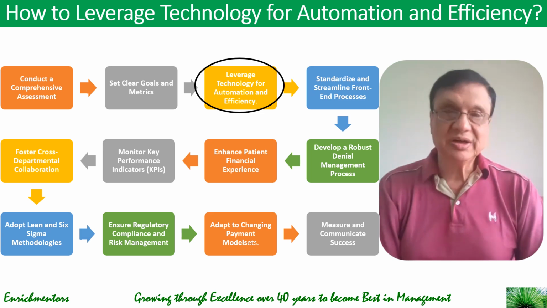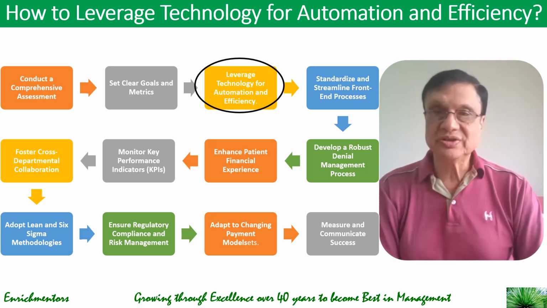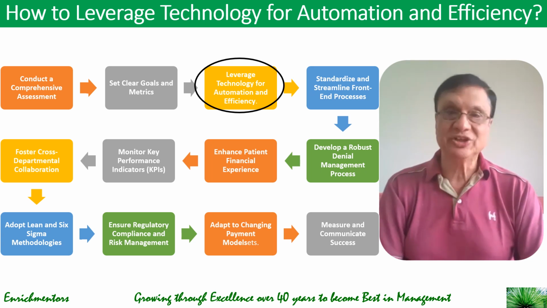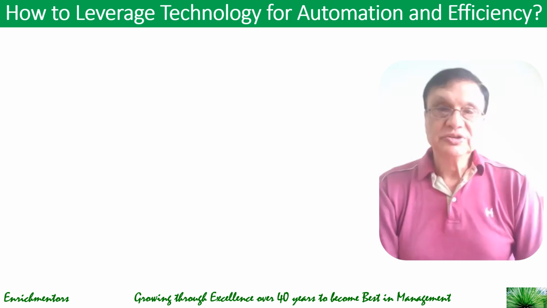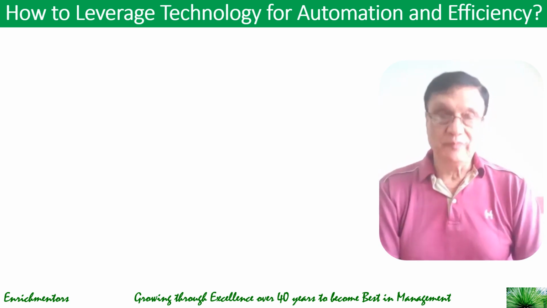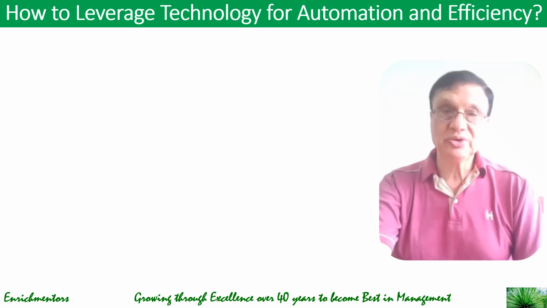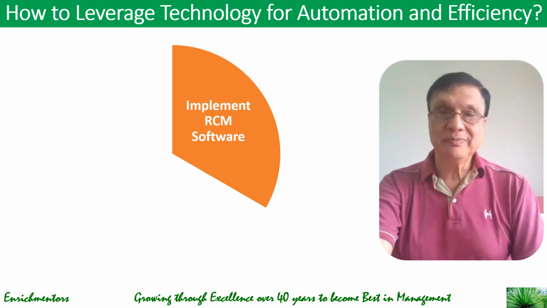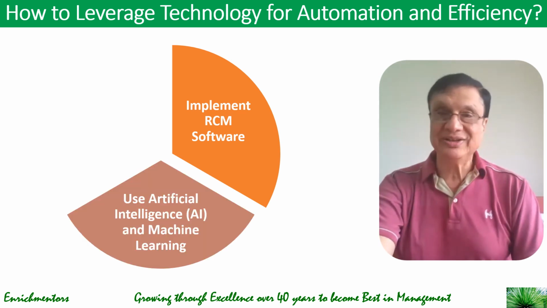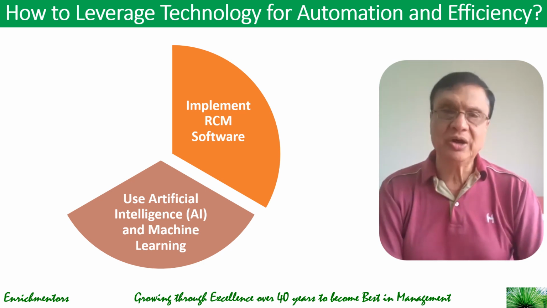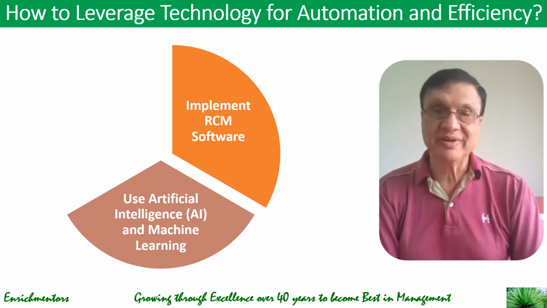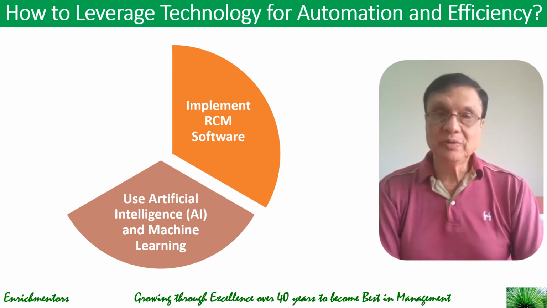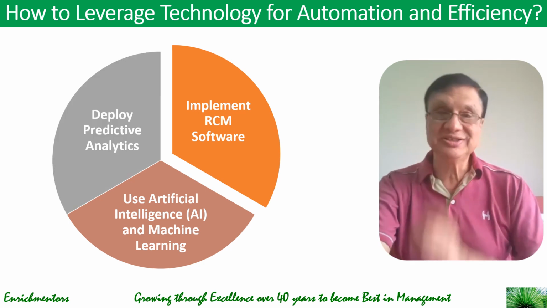So let's take a broader look at how to leverage technology for automation and efficiency. Are there any things other than RCM software that we need to implement? Any thoughts? So, to leverage technology for automation and efficiency, there are three things you need to do. And one thing that we talked about already in the beginning of this lecture was to implement RCM software. In addition to that, you need to use artificial intelligence and machine learning, and what to do and how to do, we will talk about in the next lecture. And third would be to deploy predictive analytics. So, these are the three things.